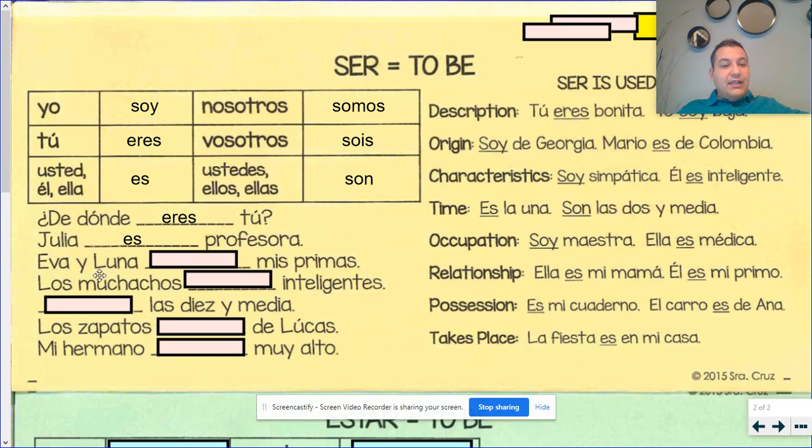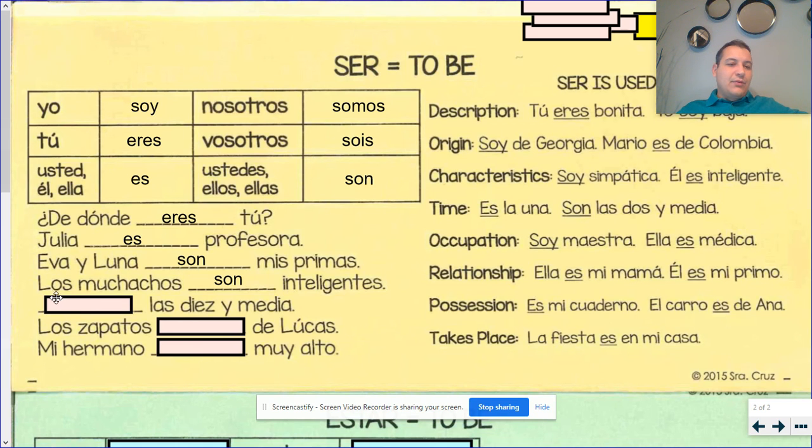Let's see the third one. Eva y Luna. Ooh, two different names. So that will be they. Ellos o ellas. Eva y Luna are two female names. So that will be ellas, right? Ellas son. Son mis primas. Ellas son mis primas. And that will be a relationship, right? Los muchachos, they, the guys, ellos son inteligentes. Oh, they're intelligent. It's the same as this one, characteristics.